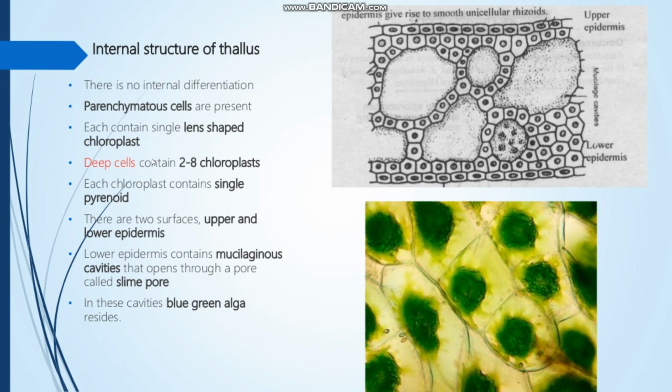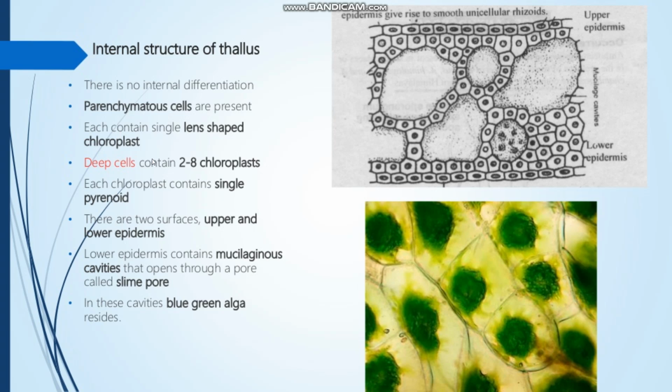Internal structure of the thallus. First, there is no internal differentiation. Parenchymatous cells are present, each containing a single lens-shaped chloroplast. Deep cells contain 8 chloroplasts. Each chloroplast contains a single pyrenoid, and there are two surfaces, the upper and lower epidermis.